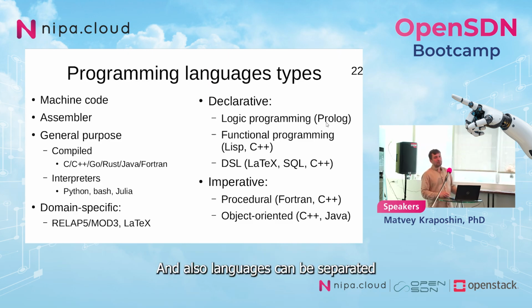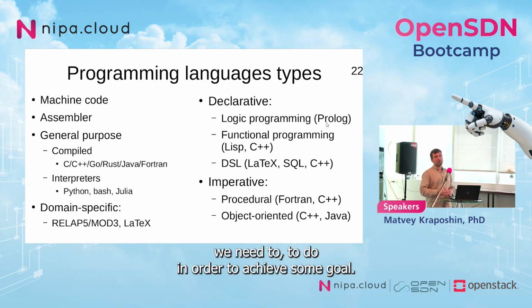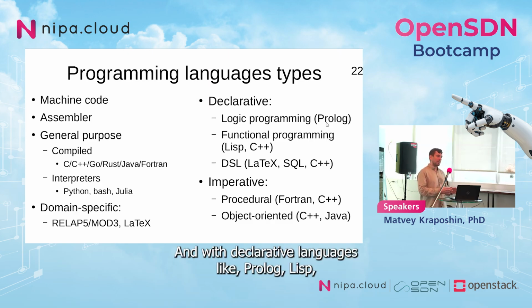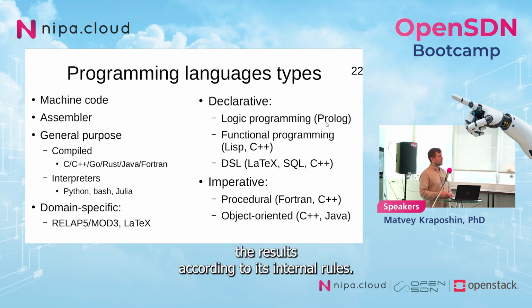And also languages can be separated into declarative and imperative. Within imperative languages, we specify the steps we need to do in order to achieve some goal. And within declarative languages like Prolog, Lisp, we specify which results we need, and then the program gives us results according to its internal rules.